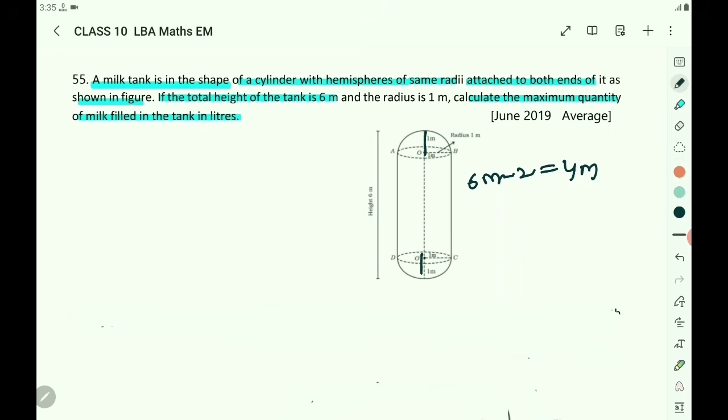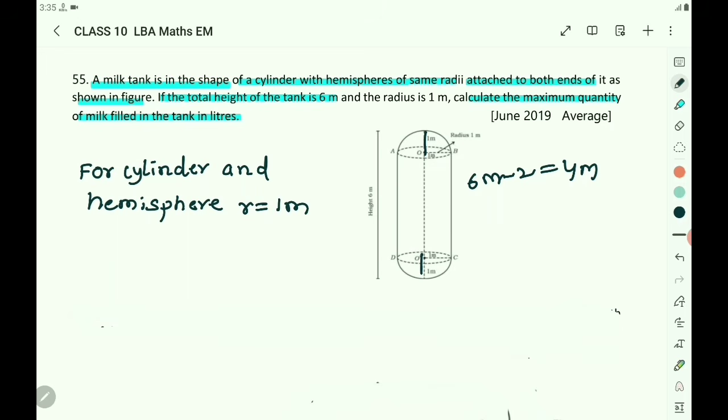Then you write, for cylinder and hemisphere, R equals 1 meter. Radius is 1 meter.